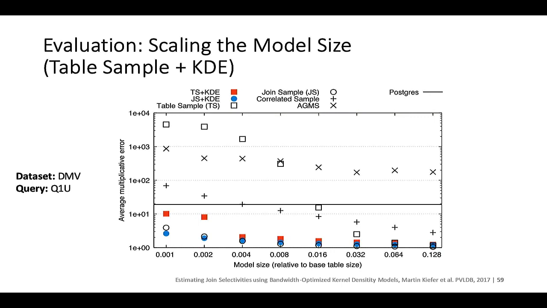And if we check this for the base table one, so basically the table sample plus the KDE model, we see that we are immediately better than Postgres, which is good. We are also better than correlated sampling, which is also good. And here we see that the accuracy improves pretty drastically at some point in time, and the larger the models get, again, the approaches converge, and that is a pretty good thing to have. So basically, our approach helps you to get the most out of your sample.